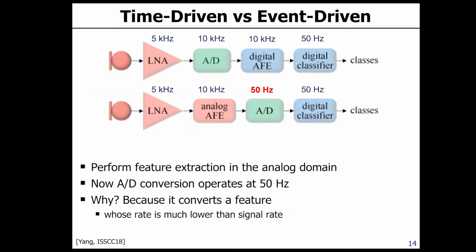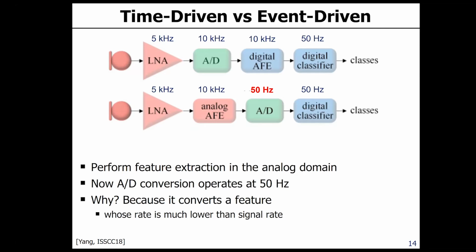So based on this idea, what we try to do is swap the feature extraction with the ADC, right? So instead of putting the feature extraction in the digital domain, what we can do is put the feature extraction before the ADC in the analog domain, and then process the conversion of the feature, not the signals, right? So now the ADC only needs to operate at 50 hertz instead of 10 kilohertz. And that's a significant saving, because the ADC now consumes significantly lower power.